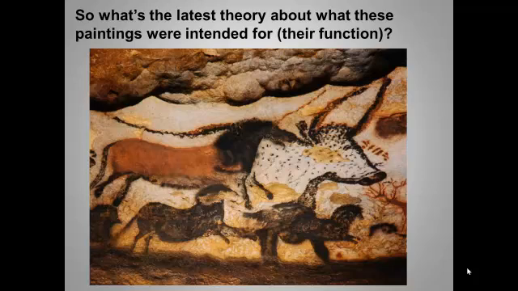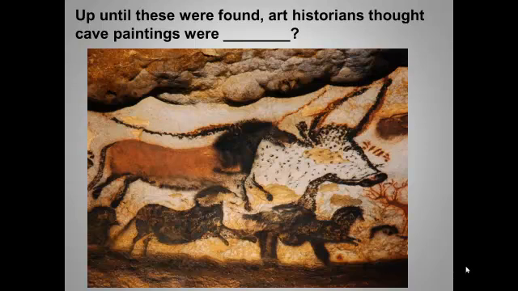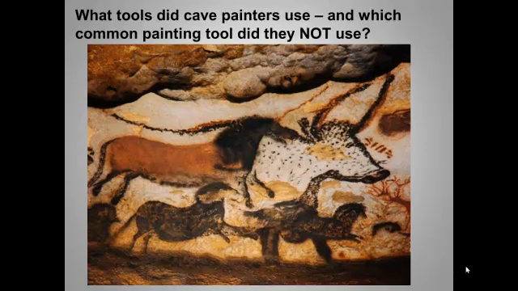So, what's the latest theory about what these paintings were intended for? We talked about this in class. Think black elk. What can I say? Art historians are a suspicious bunch, and we talked about this in class as well. And not only did we talk about this question in class, but it was on one of your quizzes.